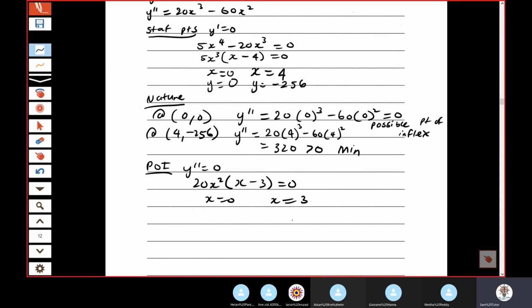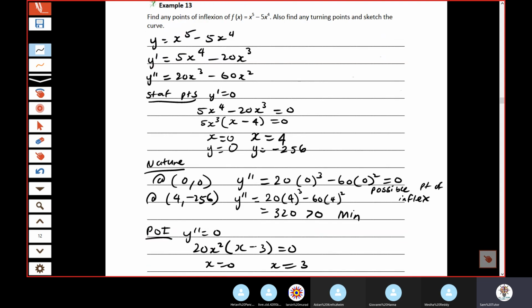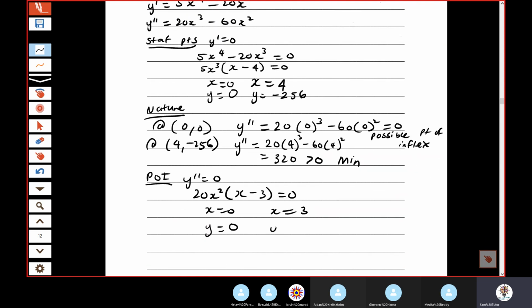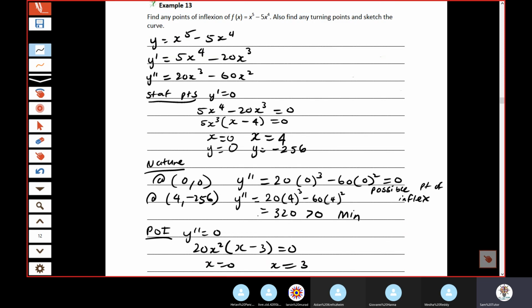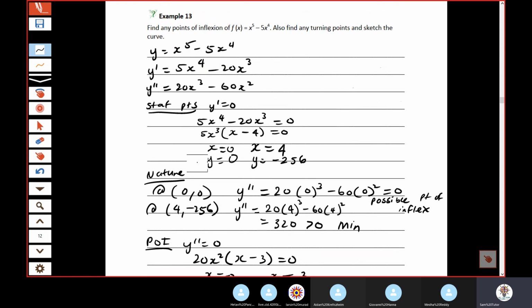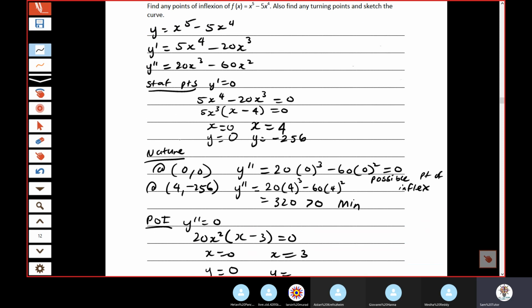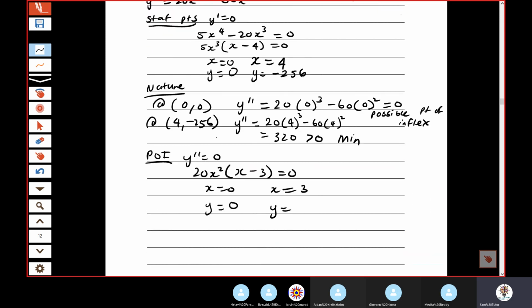Sub it back into where? Y. Yeah, you're right. No, why? Because we want y. Eventually we want y double dash. Right, but that will be called the y double dash table. Now you want x and a y. So yeah, right on the original. So 0, 0. And at 3, has anyone done it at 3? No, the original of the question, yeah. Why? Because you want to find the y coordinate, don't you? Not y dash coordinate.